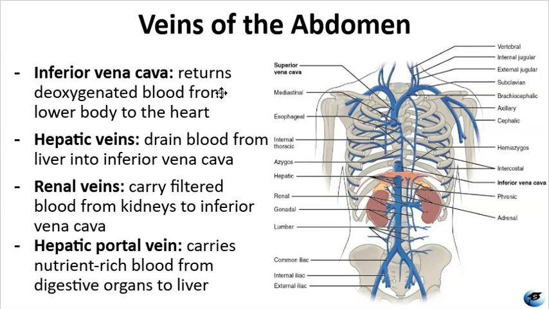Veins in the abdomen don't always mirror arteries exactly, especially with the hepatic portal system, which adds a second capillary bed in the liver before blood reaches the IVC. And the hepatic portal vein is not labeled in all diagrams, so remember its functional role even if it's not directly visible, because it feeds into the liver, not the IVC.